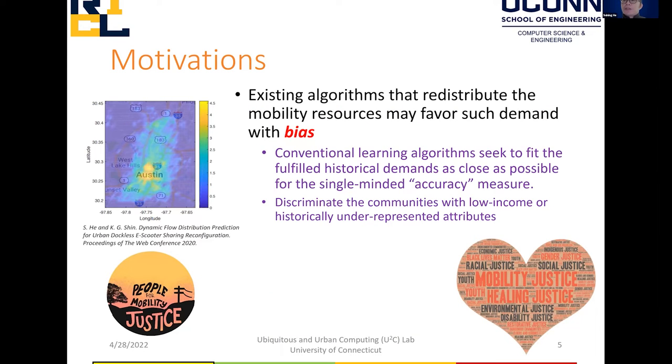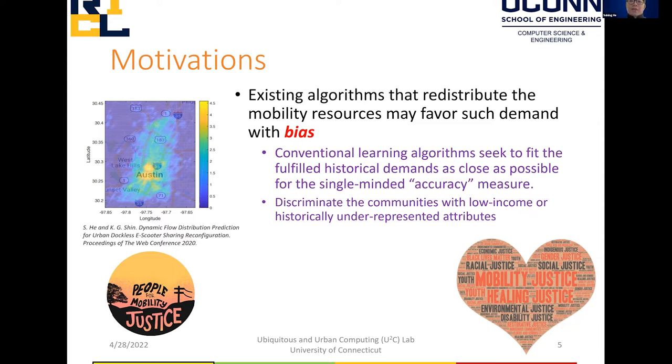Existing algorithms based on optimization techniques will try to redistribute those mobility resources in a way that favors demands with bias. Conventional learning algorithms seek to fit the historical fulfilled demands, based on data collected from the history, as closely as possible, because those algorithms try to minimize the error between the historical demand and the prediction. So there are single-minded accuracy measures upon their algorithms, and these issues may likely discriminate against communities with low income or historically underrepresented attributes.